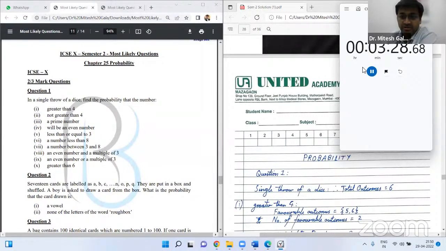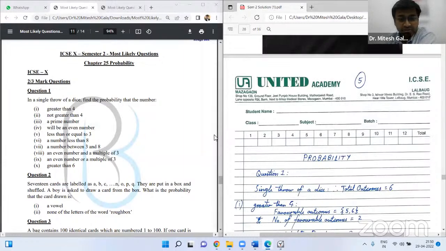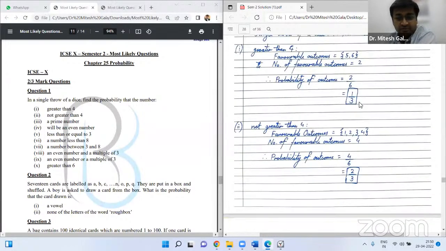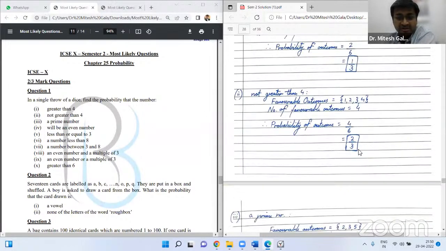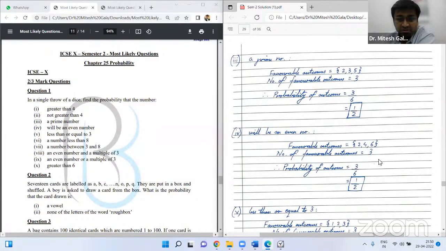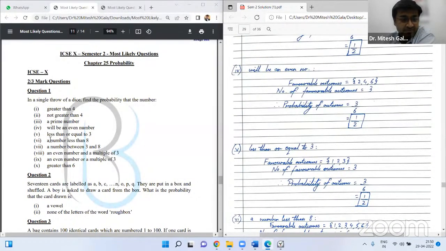Chalo, let's look at the solutions one by one. The first one, greater than 4, so should be 5 and 6. So 2 upon 6, 1/3. Not greater than 4 would be 1, 2, 3, 4. So 4 by 6, 2/3 is the answer. Reduced form is compulsory. If you don't reduce it, 1 mark lost. Prime number, remember 1 is not a prime number. So 2, 3, 5. 3 upon 6, half. Even number will be 2, 4, 6. Again 3 upon 6, half.